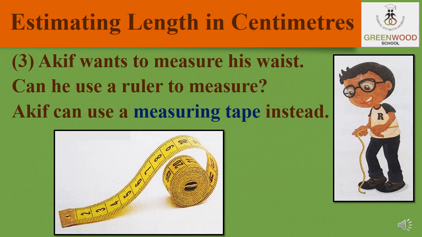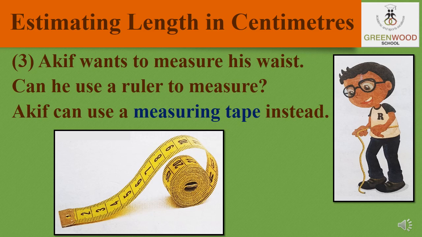Third example. Akif wants to measure his waist. Can he use a ruler to measure? The answer is no. Why? Because the waist is round while the ruler is straight. So can we use a straight ruler to measure a round object? No, that is not possible.